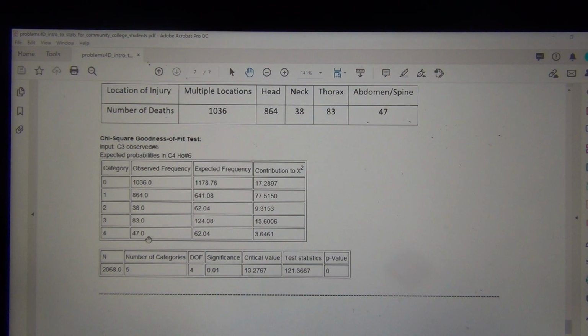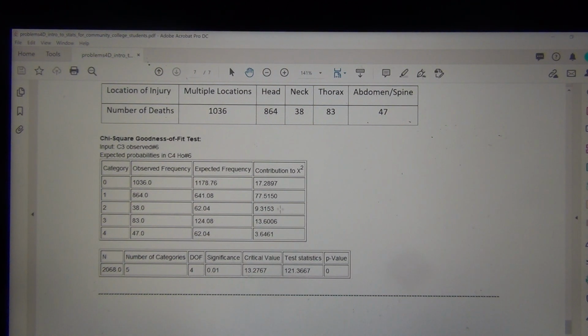We only got 47. So really the big discrepancy here, you can see it here, the contribution to chi-squared is the biggest in this group, and this is the head injury. This is probably the only one where the observed count was way more than what we expected. There should have only been about 641 deaths, but we got 864 deaths. And again, it's the highest contribution to chi-squared. So that's where there's the biggest discrepancy.